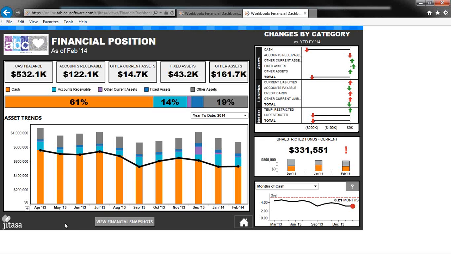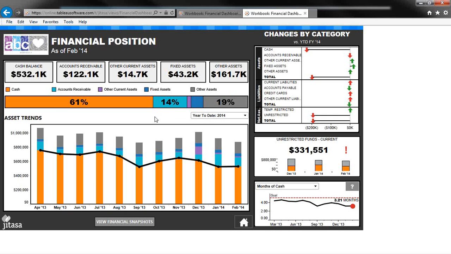So like we had before, at the very top, we have the point in time: the cash balance, the accounts receivable, other current assets, fixed assets, and other assets as of February 2014. Right? So you have the numbers. Right below it, you can see what percent of their assets is cash, which is 61%, versus AR, 14%, versus other assets at 19%, and the others. But now you can quickly see through a picture and a graph what that makeup looks like and how much of it is cash, which is always preferred, versus other things.